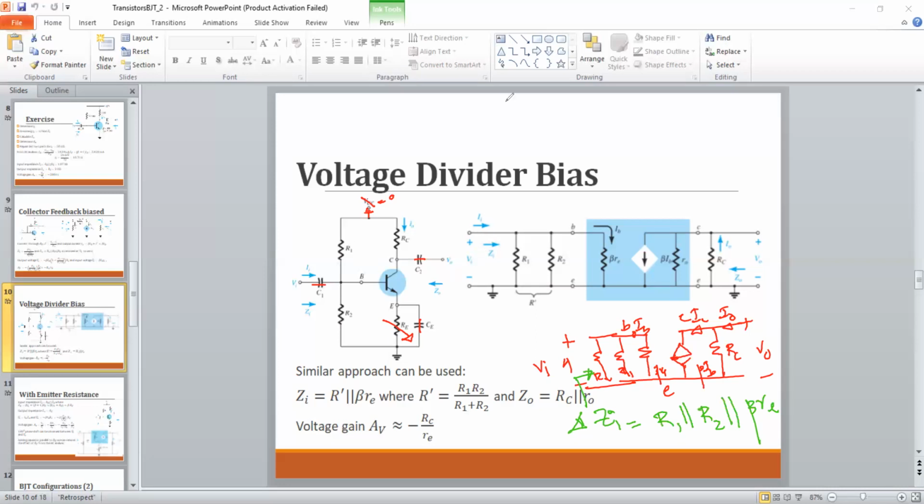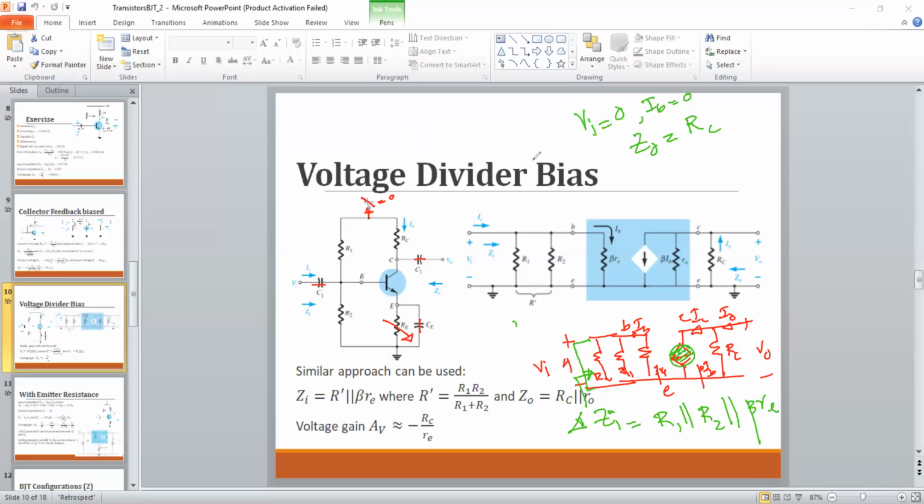Similarly, you can evaluate the output impedance. Once you set V in to 0, this is short, so you don't see any base current, IB equals 0. So this is no longer there, it's open there. So the output impedance is simply RC.